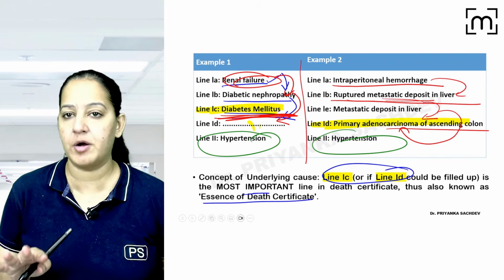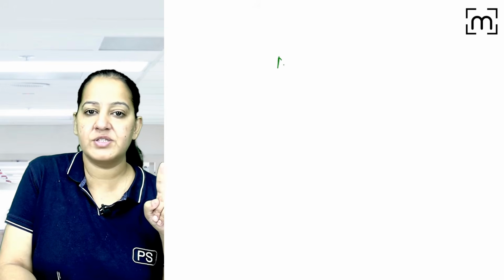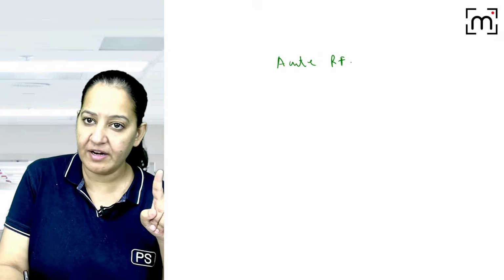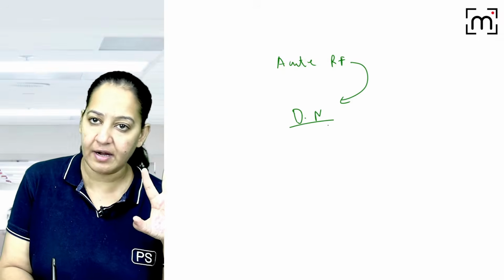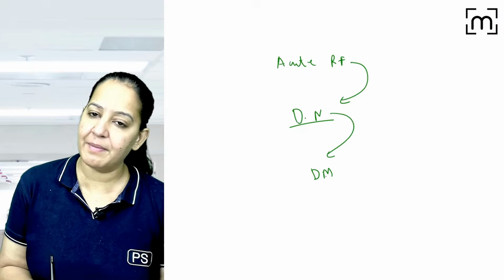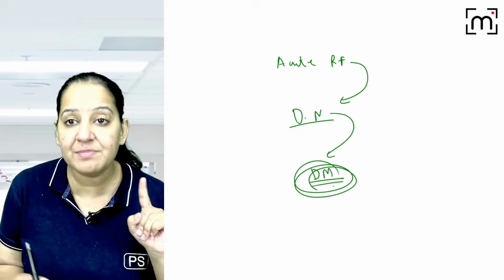I hope the examples work better. So in your exam also, you have to explain with the help of examples. So I am repeating one of the examples. There is a person who died because of acute renal failure. But why does the person have renal failure? Because the person has diabetic nephropathy. The kidneys have already failed. Why does the person have diabetic nephropathy? Because the person has had diabetes mellitus for years. So the main essence is diabetes mellitus.